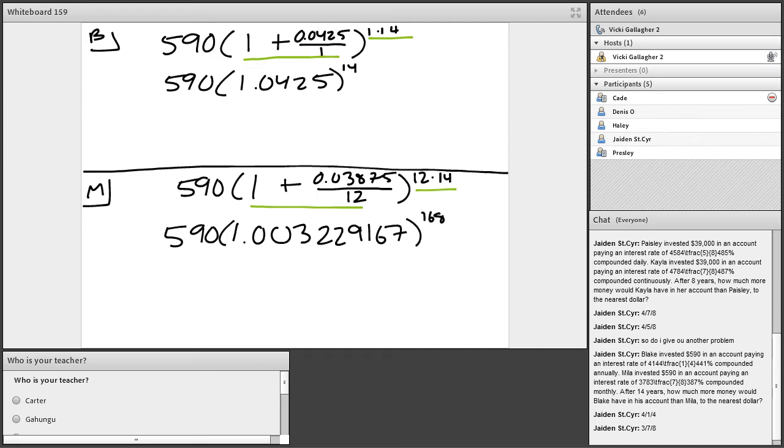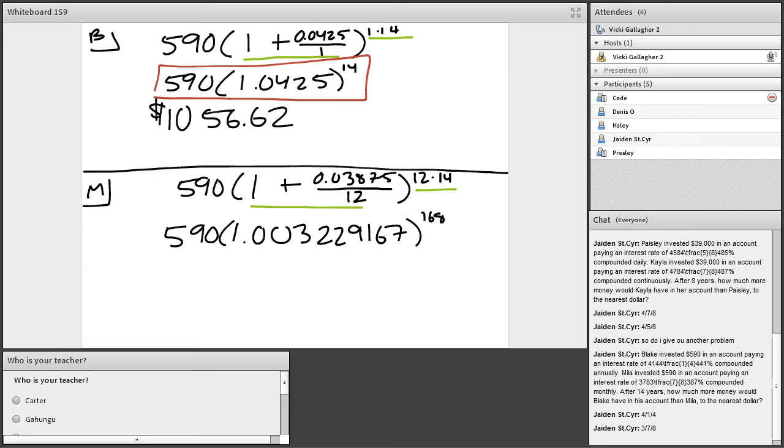Now these, you can type all into your calculator at the same time. So 590 parentheses, 1.0425 close parentheses, to the power of 14. Since it's money, I'm going to write two numbers after the decimal. 1056.62. Monies.